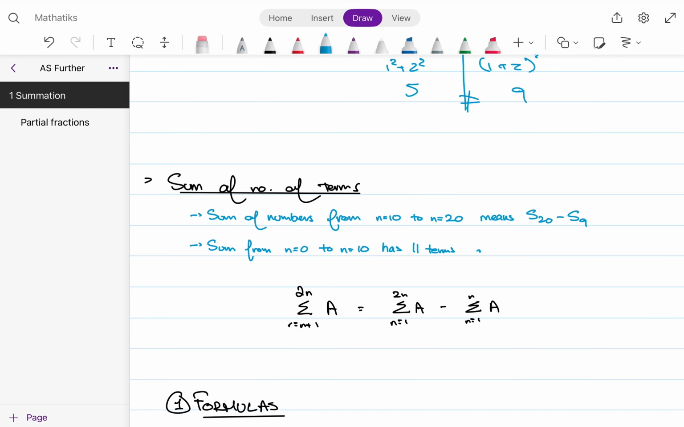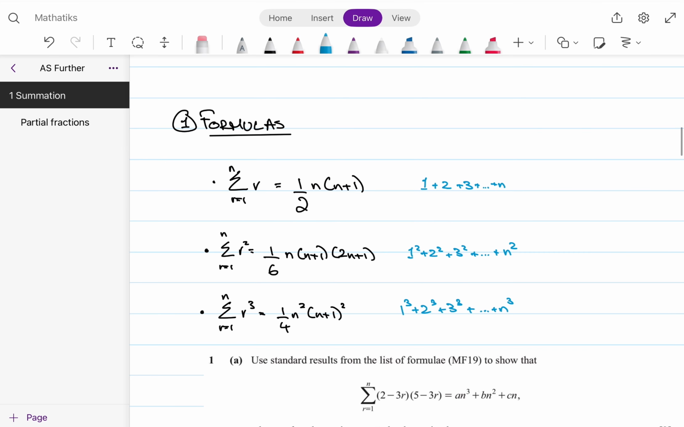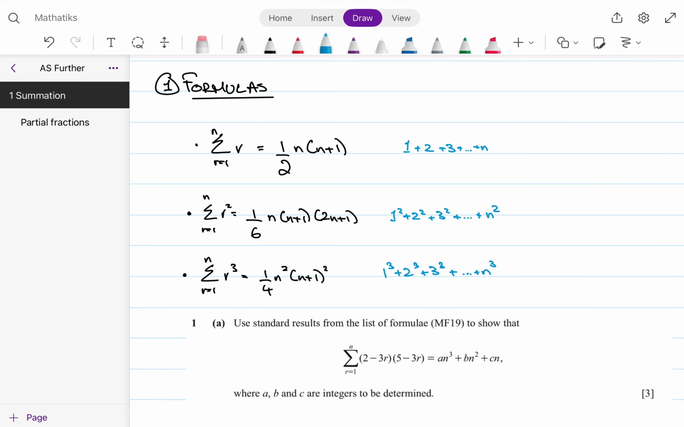There are a few different kinds of questions you're going to encounter, the first of these being formula-based questions. These formulas are given to you in MF19, so I wouldn't worry too much about memorizing them, and you're eventually going to do so much practice that you'll kind of remember them anyways. What you do have to remember is that you can only apply these formulas when r equals 1. This is the only case where you can apply these formulas.